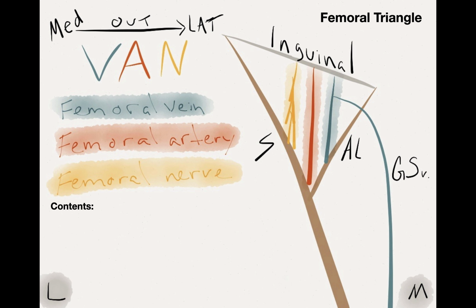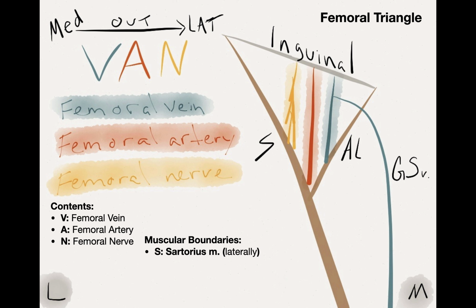So the contents from medial to lateral, notice the M and the L reference here at the lower right and left side of the drawing. From medial to lateral: femoral vein, femoral artery, femoral nerve. So a common phrase is the van drives out, right? The van drives laterally, so from medial to lateral. We have the muscular boundaries, S representing sartorius laterally, A representing adductor longus medially, and again adductor longus is part of the medial thigh compartment, and the inguinal ligament superiorly.